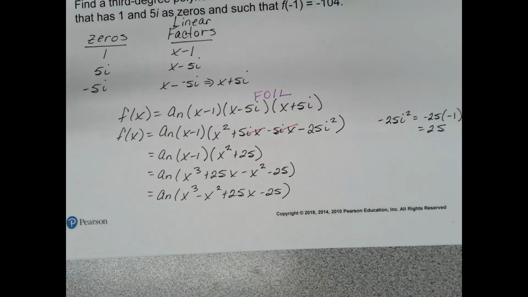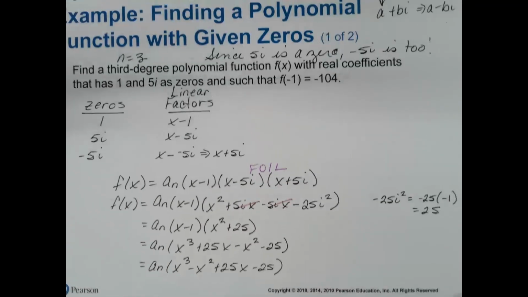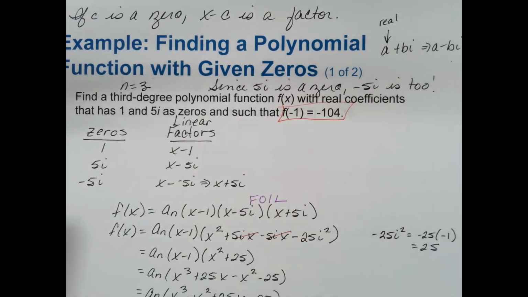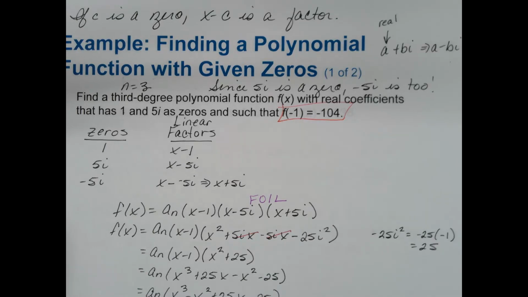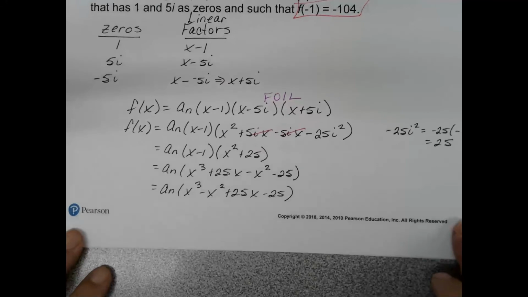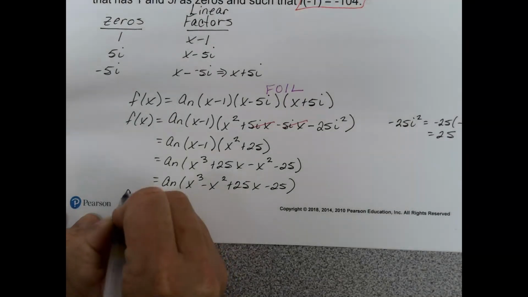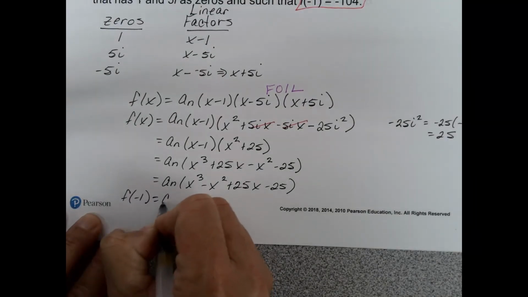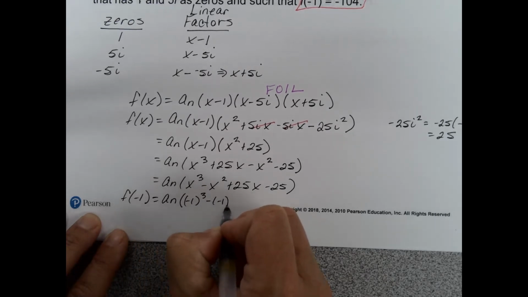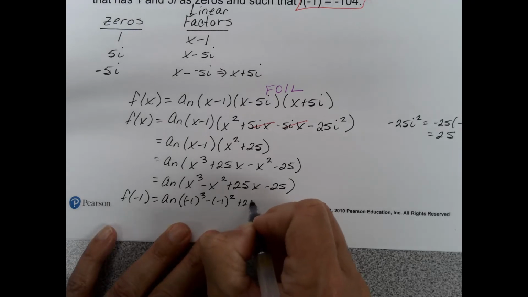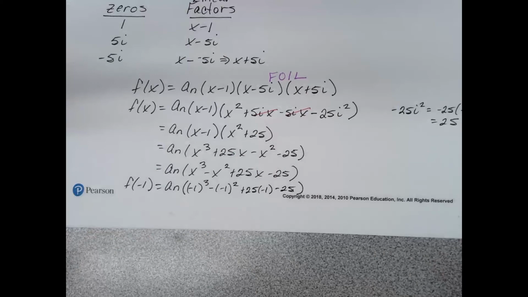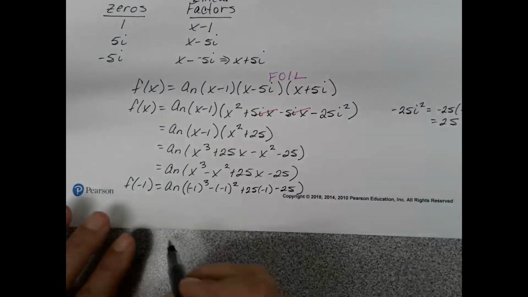So we were given one last little bit of information. We were told that when I plug negative 1 into my function, I need to get out a negative 104. That's how you figure out what a sub n is. So f of negative 1 will be a sub n times negative 1 cubed minus negative 1 squared plus 25 times negative 1 minus 25. I'm just plugging the negative 1 in.